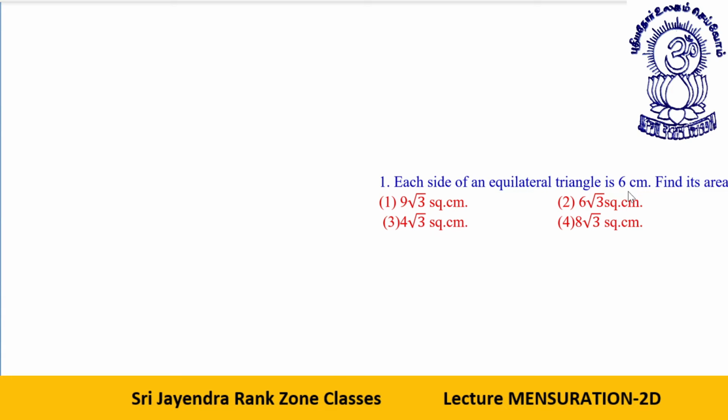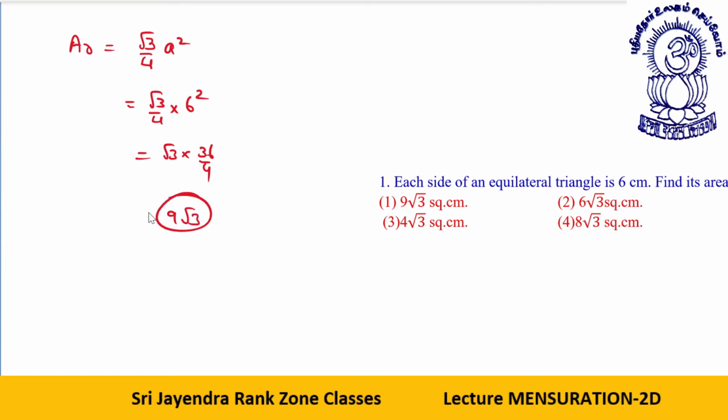We are given the side of an equilateral triangle is 6, find its area. Area of an equilateral triangle is root 3 by 4 into side square. That will give me root 3 by 4 into 6 square. That is root 3 into 36 by 4, or you can say 9 root 3. This is your answer, dear students.